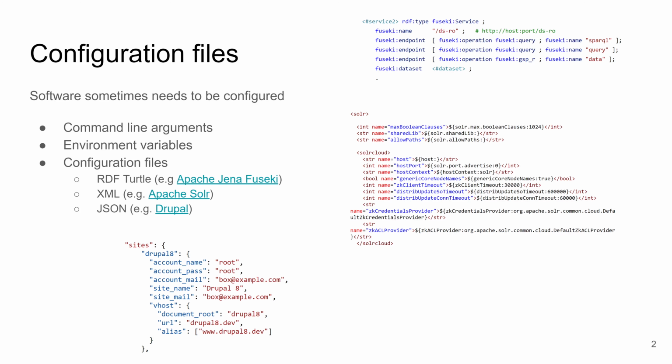And another example can be configuration using JSON. Here we have an example from Drupal, which is a content management system. And if you want to configure it, you will use JSON for that. But these formats are quite complex and not necessary for many use cases that you will come across.